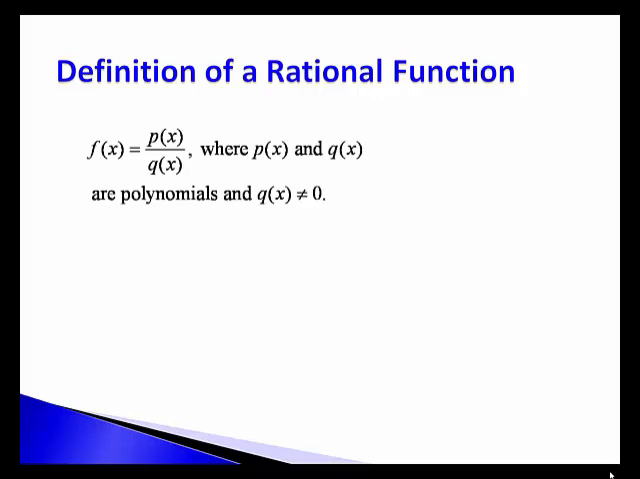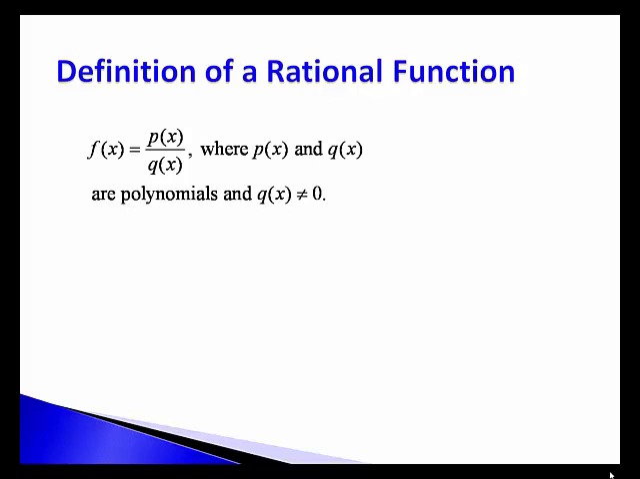The definition of a rational function is that it is a function p of x divided by q of x, where p and q are both polynomials, and q of x cannot be equal to 0. And that just goes back to the fact that a fraction cannot have a denominator that is equal to 0, or it's undefined. The numerator is a polynomial and the denominator is a polynomial.